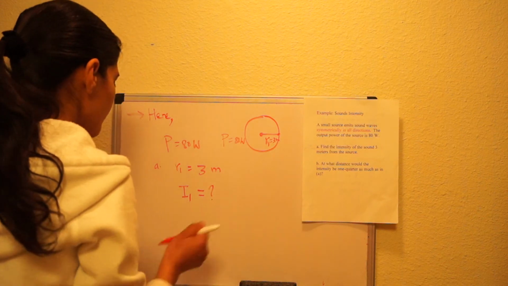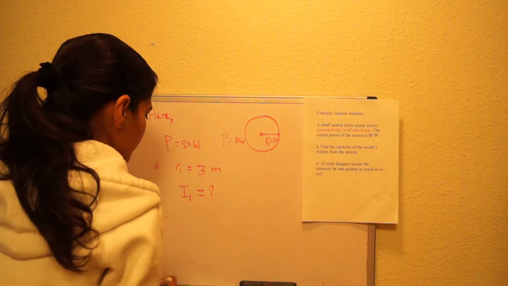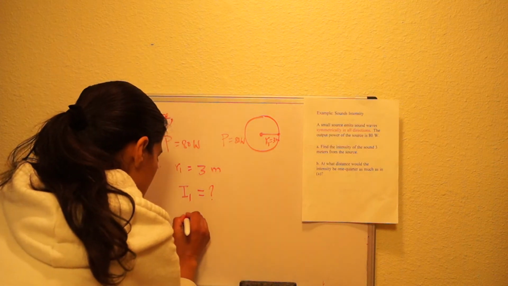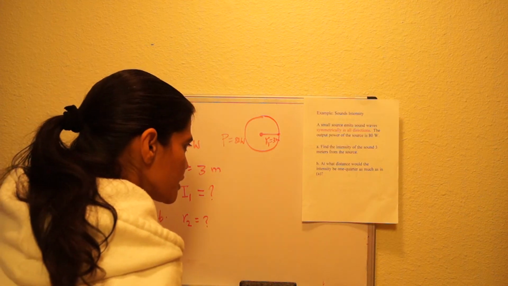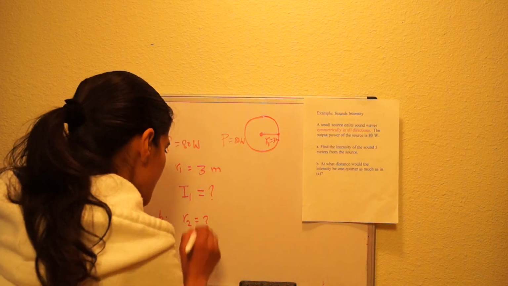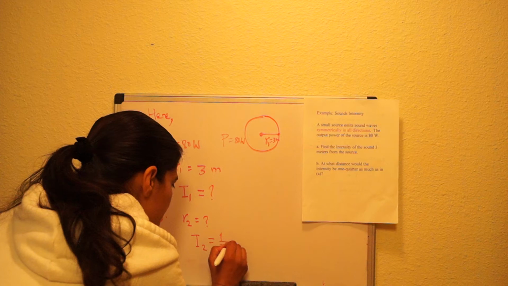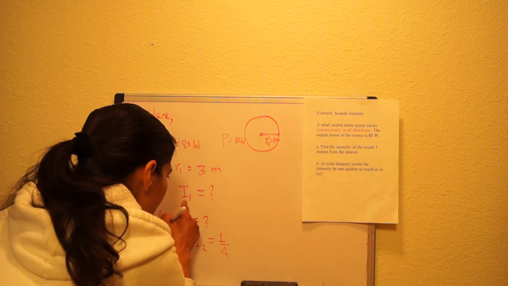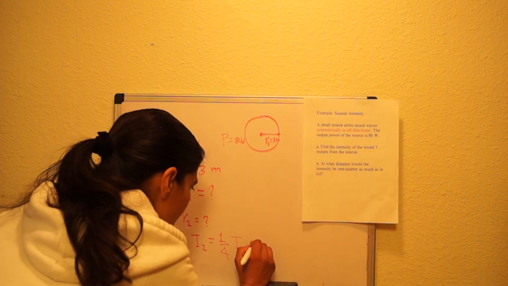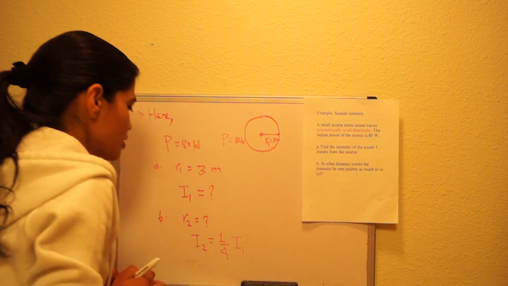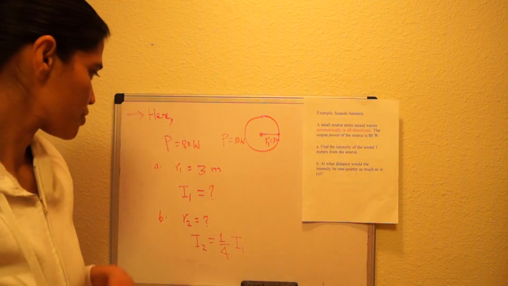Oh, B also, I'll write the question for you guys here. B says, at what distance, let's call it R2, would the intensity be 1/4 as much as in A? So I2 has to be 1/4 as much as in A. In A we have I1, okay? So all I'm doing is just writing down the condition we are given, okay? Alright guys, please take some time to work on this problem.